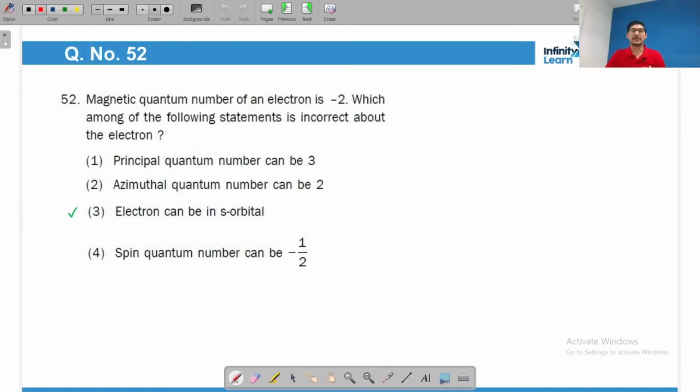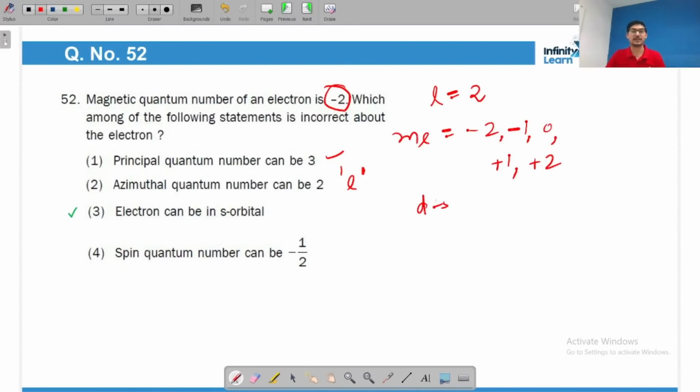Magnetic quantum number of an electron is minus 2. Which among the following statements is incorrect? Principal quantum number can be 3. Yes, that is correct. It could be 3. Azimuthal quantum number can be 2. Yes, L value can be 2. Electron can be in s orbital. No, because for L is equal to 2, the value of Ml will be minus 2, minus 1, 0, plus 1 and plus 2. So L is equal to 2 means we are talking about d subshell here. Electron cannot be present in s orbital. Right? So this is the incorrect statement.